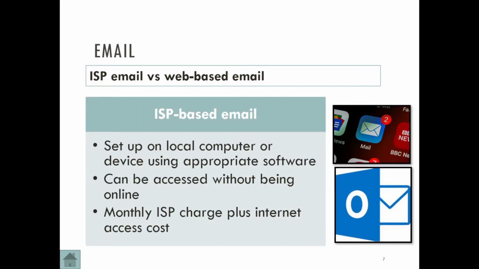ISP-based email is a bit different. It's set up on the local computer or whichever device you are using with the appropriate software, and can be accessed without being online. For example, with Microsoft Outlook, you would install that software on your PC and download your email. Now you can still go and check the emails that are there without being connected to the internet. Then when you are connected, it'll download, send and receive everything that it needs to. There is a monthly ISP charge plus internet access costs associated with this.